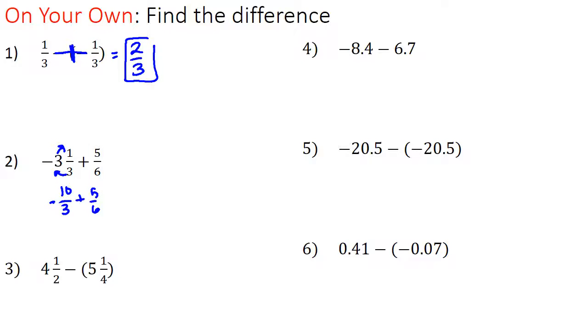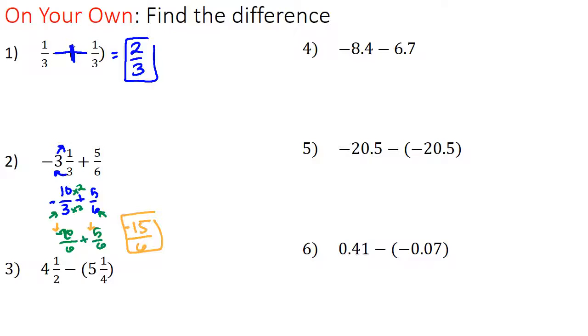So my next step is to make sure that I have the same denominators. In order to get the same denominators, I'm taking 3 times 2 and 10 times 2. So I end up with negative 20 over 6 plus 5 over 6. Now because I have a negative number plus a positive number, I'm just going to do regular subtraction. So 20 minus 5 is going to be 15. I know this 15 is going to be negative because my bigger number was negative. So it'll be negative 15 over 6.